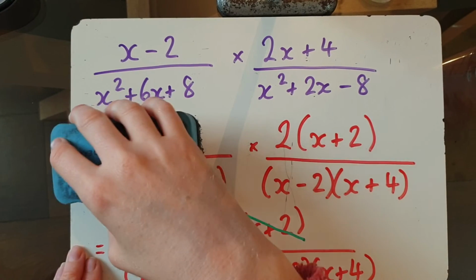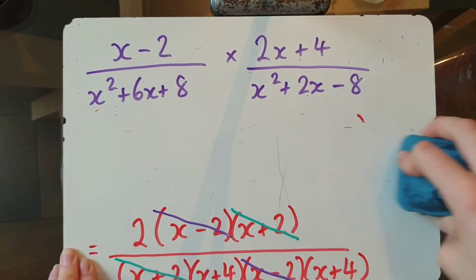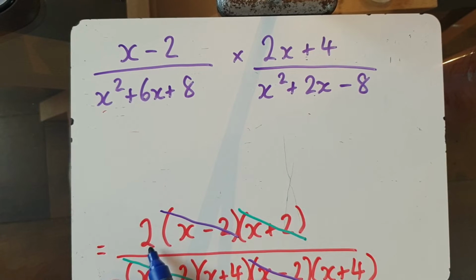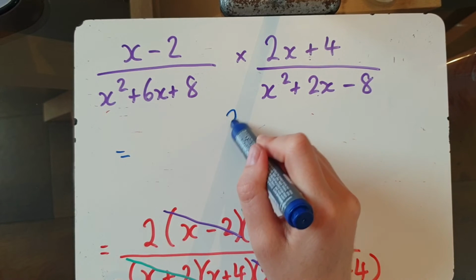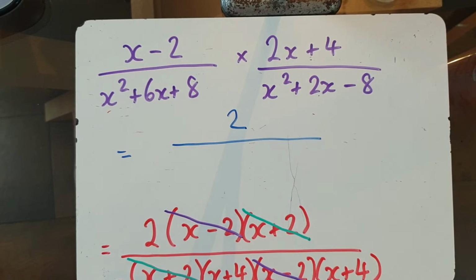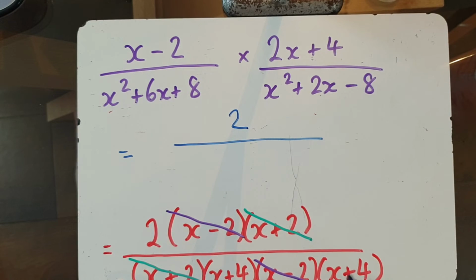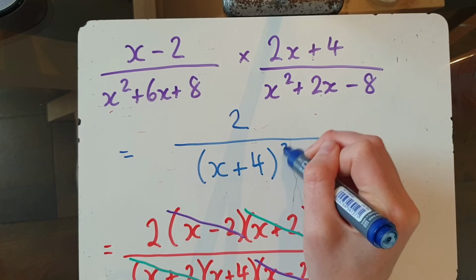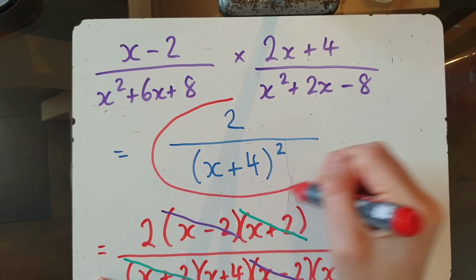I'm just going to get rid of this bit in the middle and simplify what's at the bottom so that we can see what the final answer is. So for our numerator, we've got rid of x minus 2 and x plus 2, so we're left with just 2 at the top. And for our denominator, we've got rid of x plus 2 and x minus 2. We've got x plus 4 times x plus 4, so that will be (x plus 4) squared. And that is our final simplified answer.